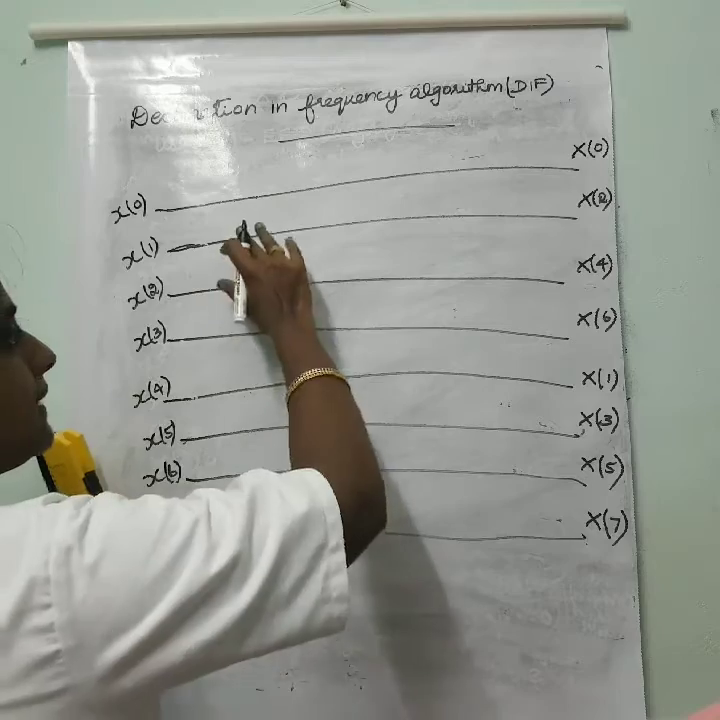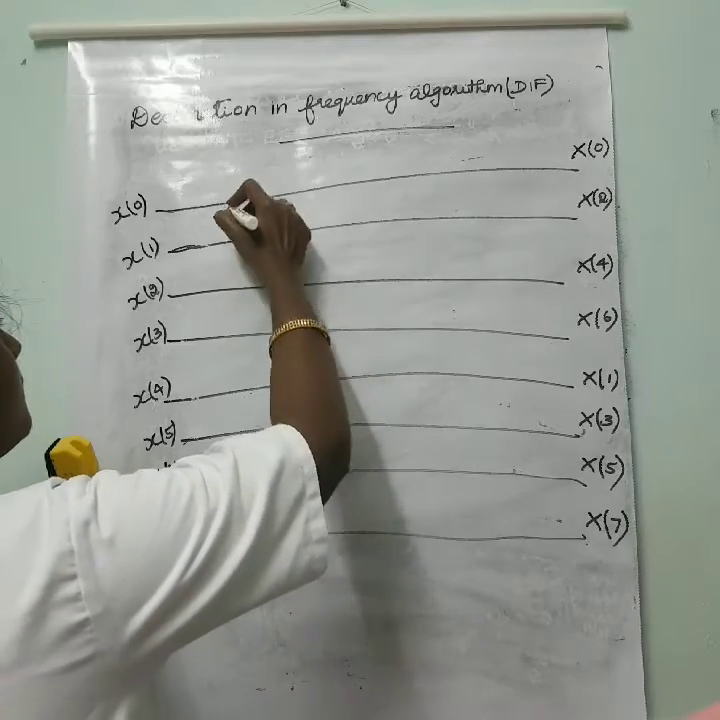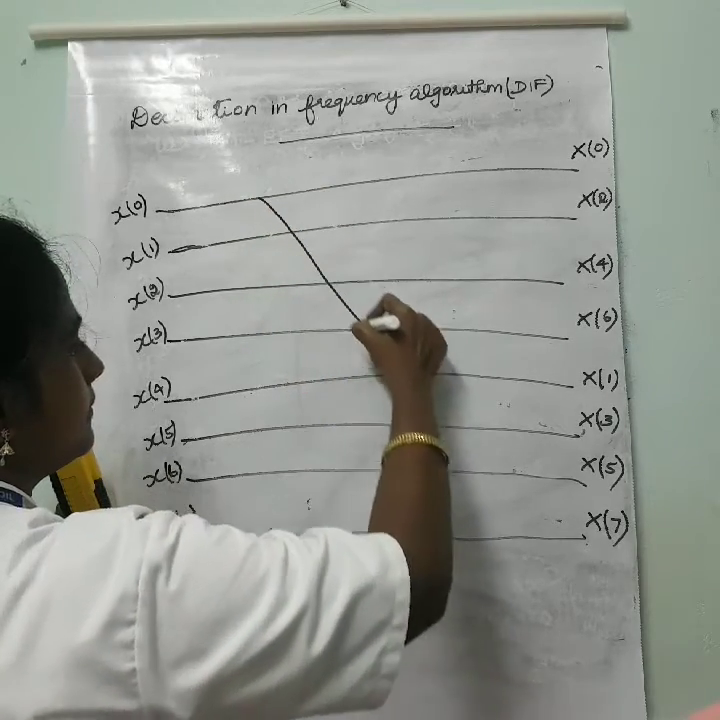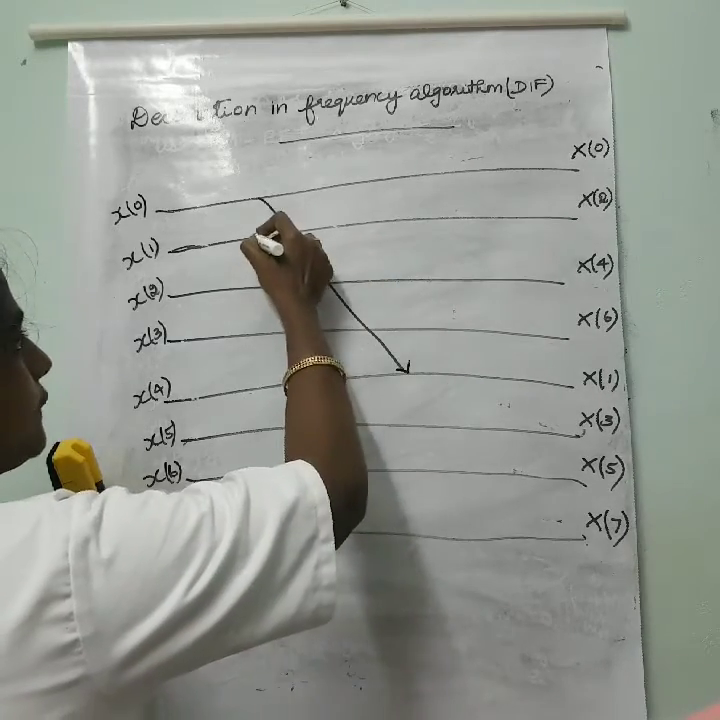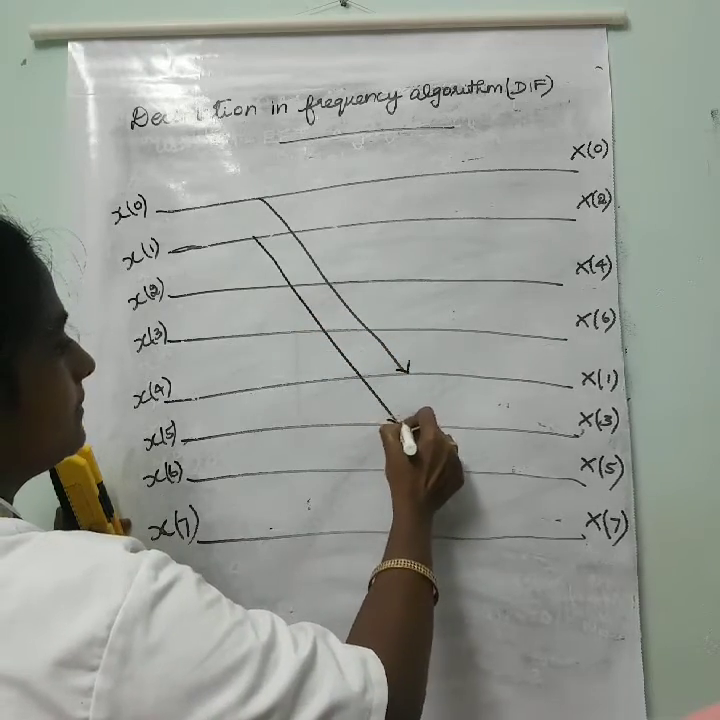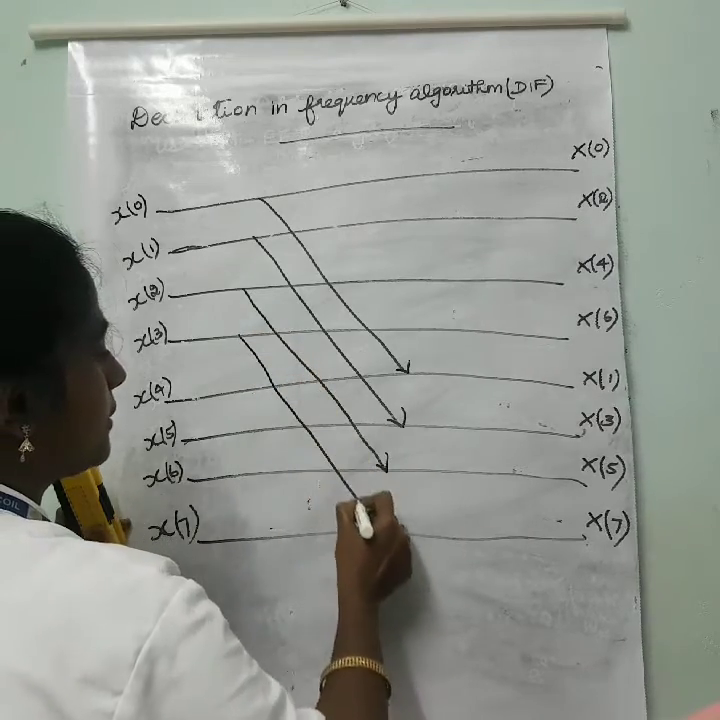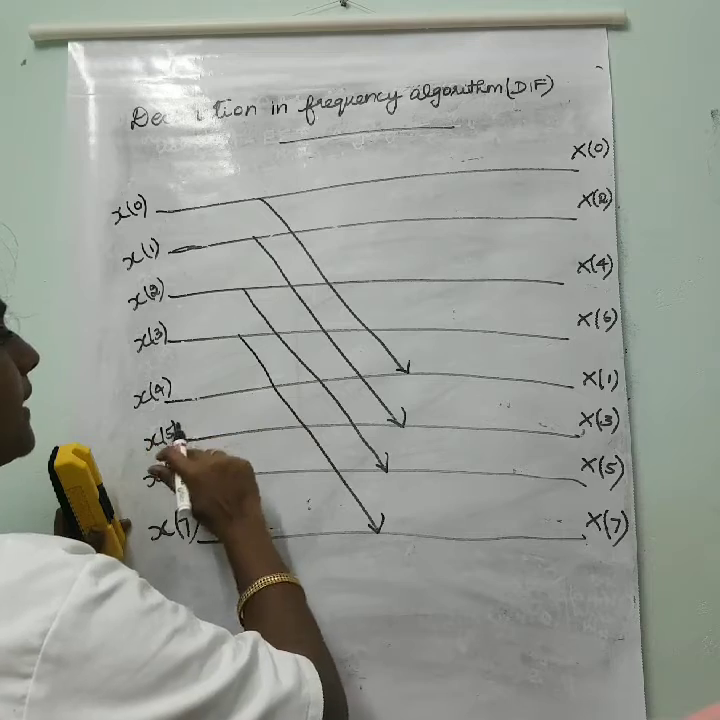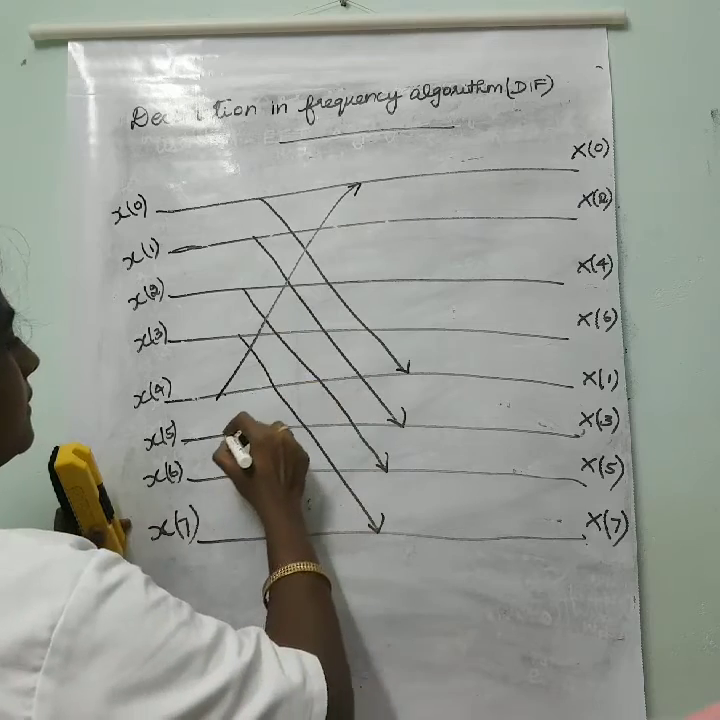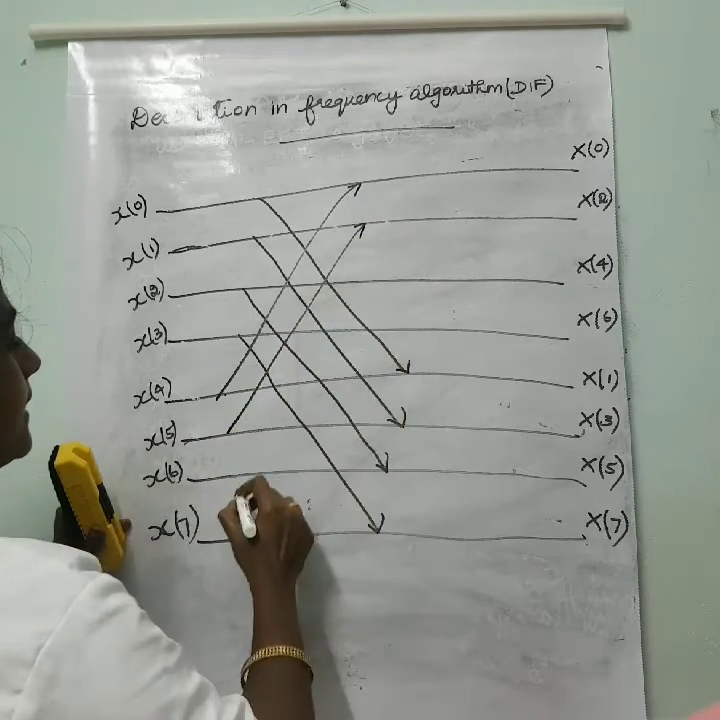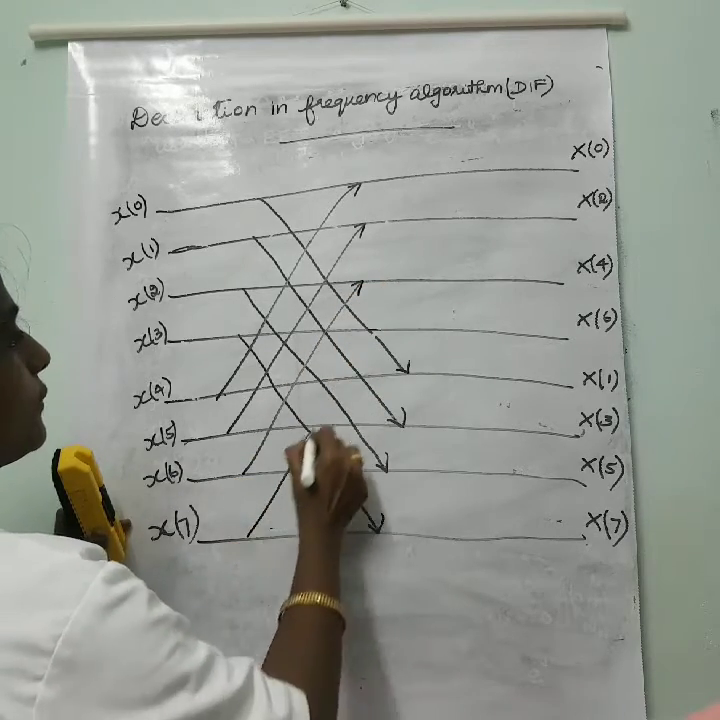Now you can draw the 4 lines. Starting from the first line, it should end at the 5th line. Like this you can draw. Then again from the 2nd line to the 6th line, from the 3rd line to the 7th line, and from the 4th line to the 8th line. Similarly upward, from the 5th line to the 1st line, the 6th line to the 2nd line, the 7th line to the 3rd line, and the 8th line to the 4th line.